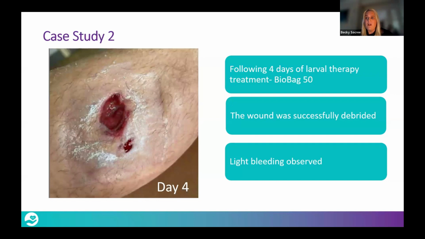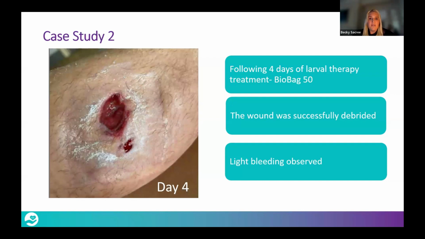Following 4 days of larval therapy with a biobag 50, so 50 larvae in the bag, the wound was successfully debrided 100%. There was some light bleeding observed, but at that stage it's quite normal. It was nothing to worry about. As the wound had yielded good results from the larval therapy, the patient had a maintenance PICO dressing applied for 5 days. He was then discharged home with conservative dressings.